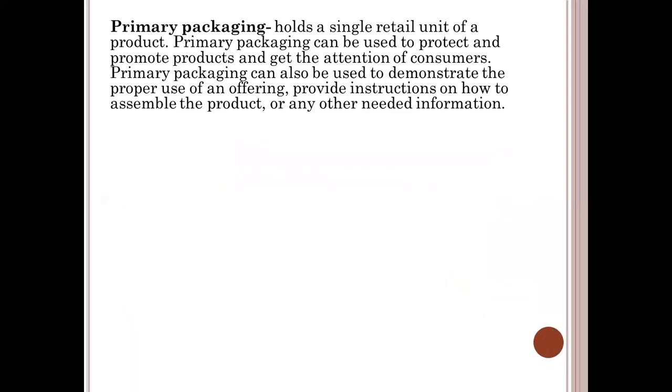So for this one, we have types of packaging. We have the primary packaging, and it holds a single retail unit of a product. Mainly, primary packaging can be used to protect and promote products and get the attention of consumers. Also, primary packaging can be used to demonstrate the proper use of an offering, provide instructions on how to assemble the product, or any other needed information.